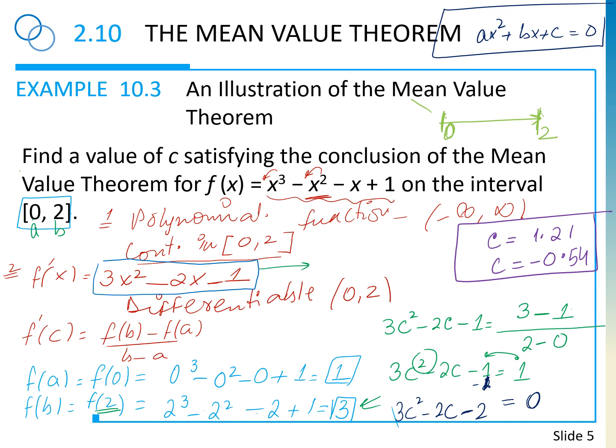Now this negative 0.54 is here somewhere, right? Which is where I am not reading the graph, where I am not supposed to read. And the other point is 1.21, which is somewhere in between 0 and 2. So my only correct answer, which I will consider, is c equals 1.21. Now, write both the c values while solving the question, but highlight only the correct value.